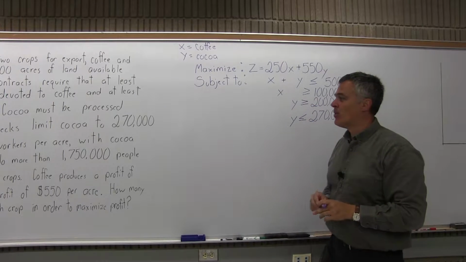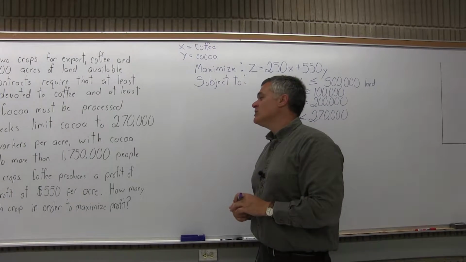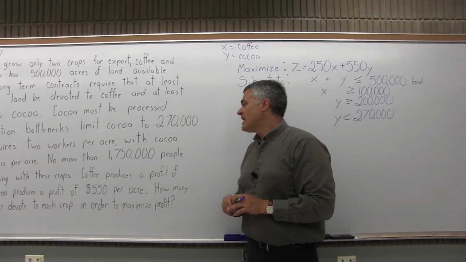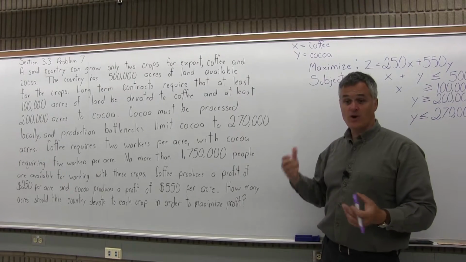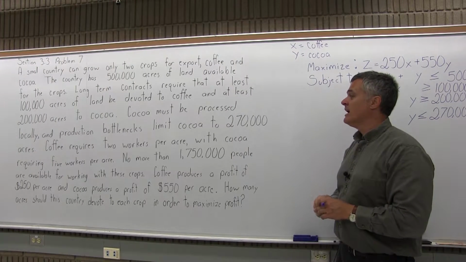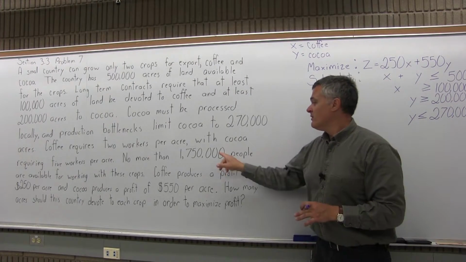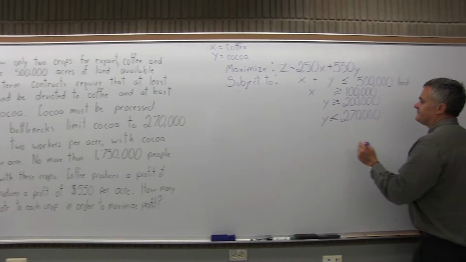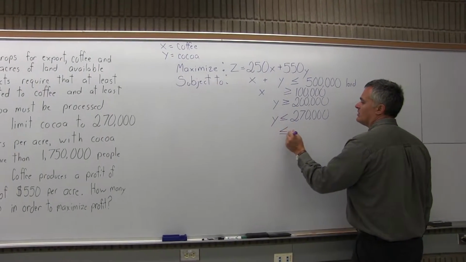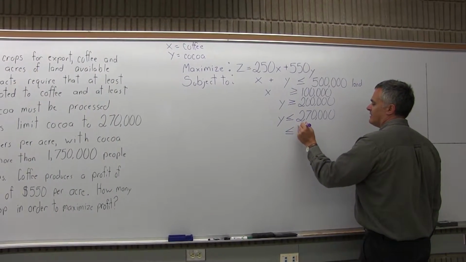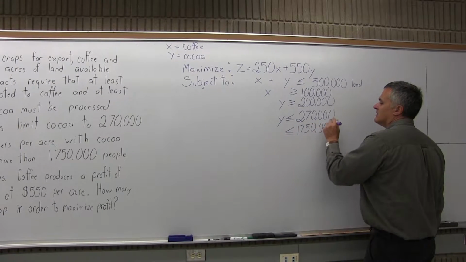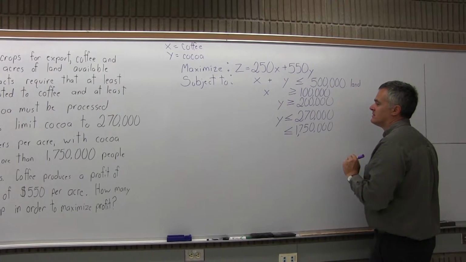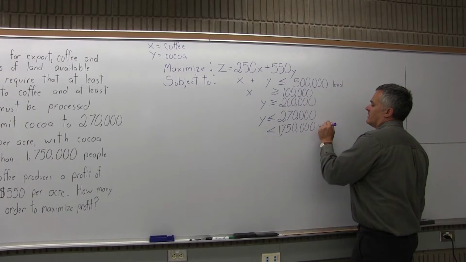And now there's one more constraint. It says that you have 1,750,000 people available, and there's so many needed for each acre of coffee and so many needed for each acre of cocoa. So for the workers available, you cannot use more than 1,750,000 workers. I can label that one workers.